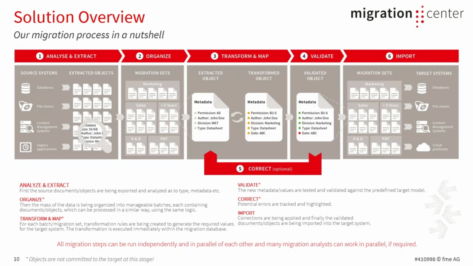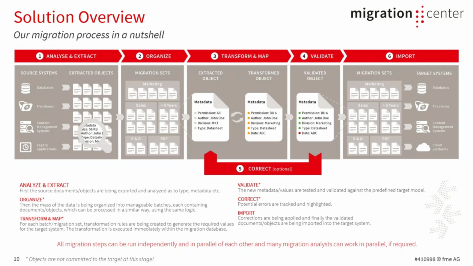And this allows us also to introduce another phase which is called validate. That means we are able to validate the documents and the metadata before we commit the data to the target platform, to OpenText Content Server. We will detect some general issues, like, for example, as you can see here, there is a date field and the new value for the date is ABC. This will never fit into the target system, because a date is a date and not a string.